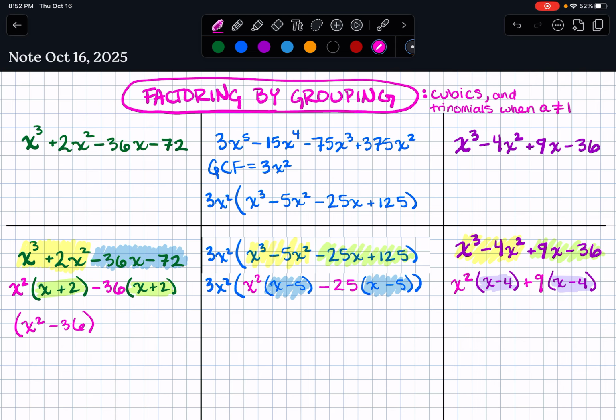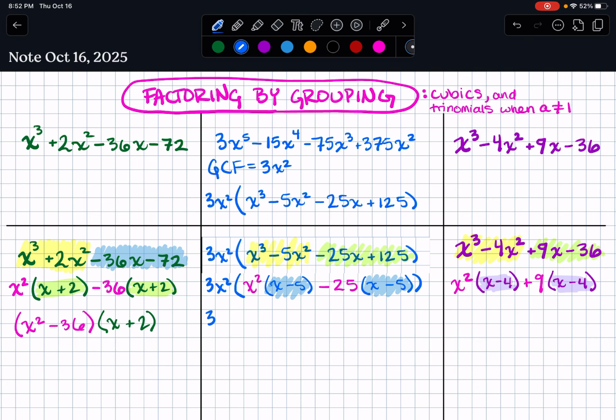They are not like terms with each other. X squared and negative 36 are not like terms, but both of them are being multiplied by x plus 2. So I can abbreviate this by saying they are both being multiplied by x plus 2. I've rearranged the statement to say the same thing, but in a different order. X squared and negative 36 are both being multiplied by x plus 2.